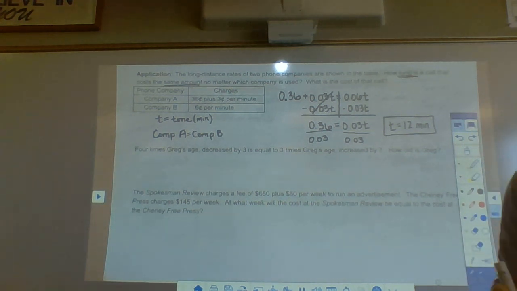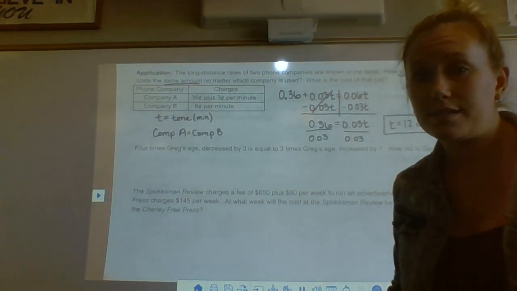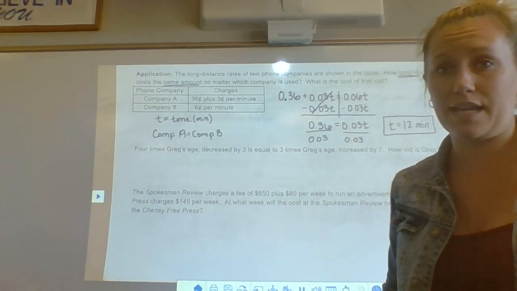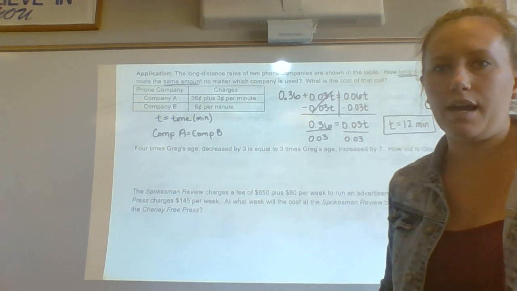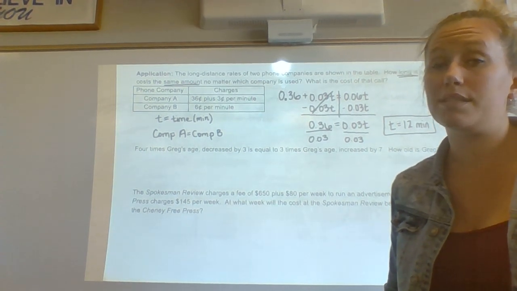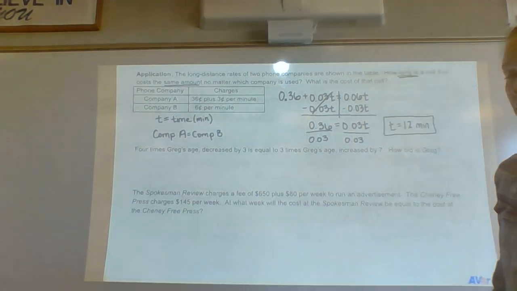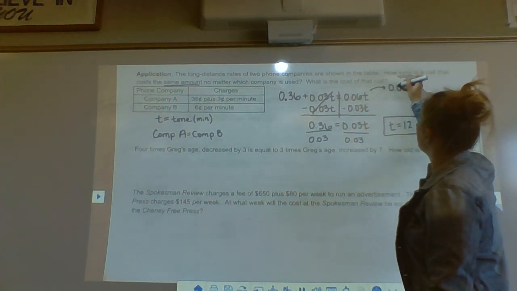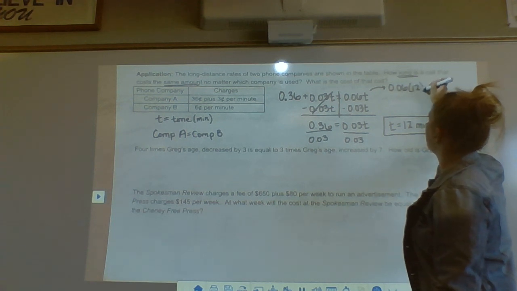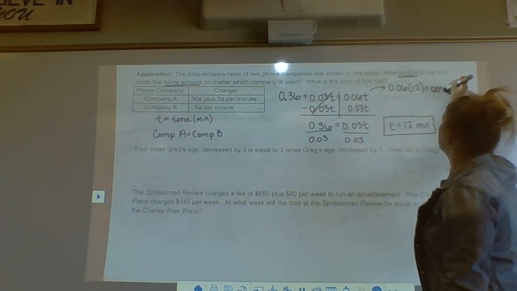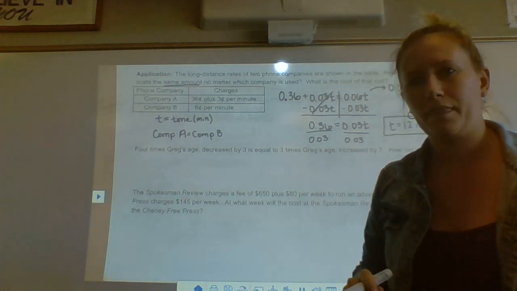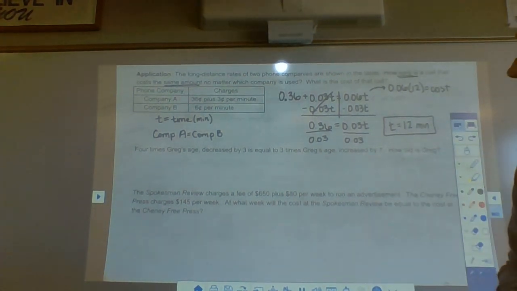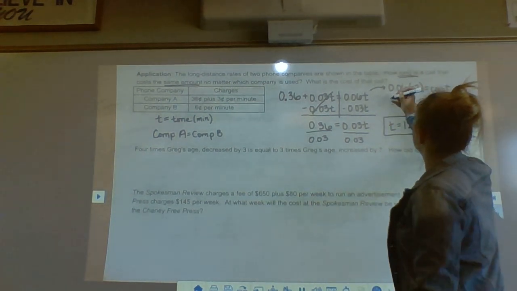All right, second part of this question is how much is that going to cost? So we need to plug that back in for one of those companies. It doesn't matter which one because it's the same cost. We just figured that out. So I'm going to do the 0.06 times 12 to get that cost. So I'm going to use this side, 0.06 times 12 equals, that's the cost for either company. All right, so I'm going to do that in my calculator. That's 72 cents. It costs 72 cents.